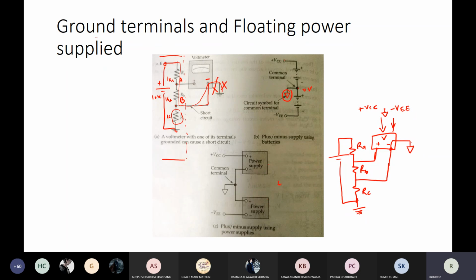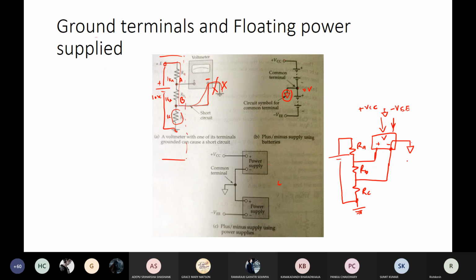Will it be zero or non-zero? Yeah, you can make a guess. Non-zero. Why?